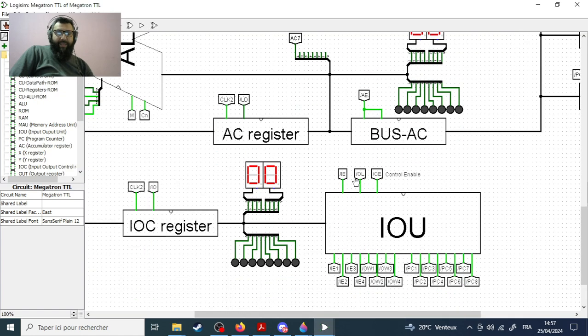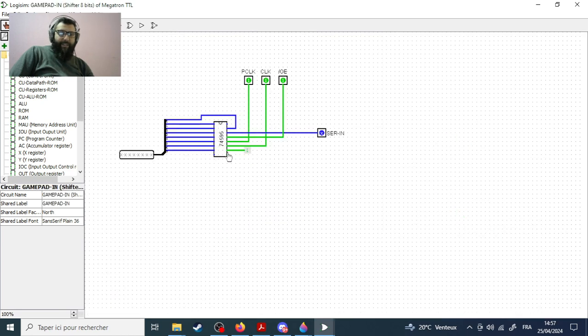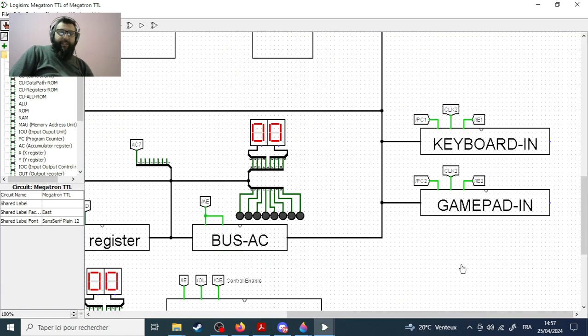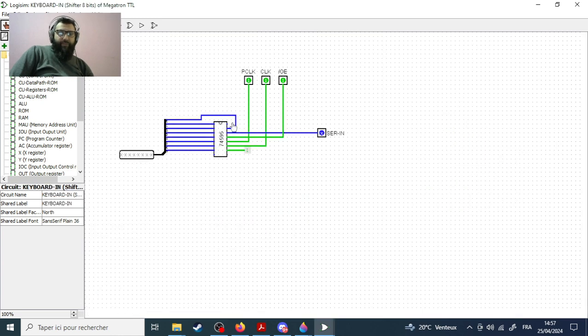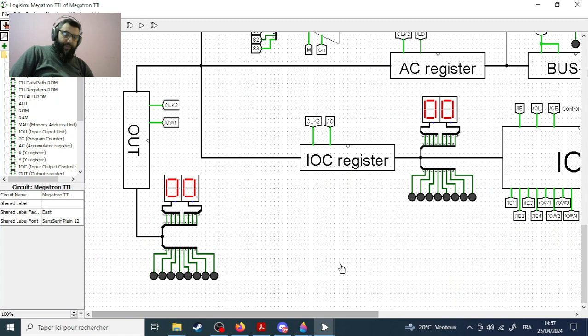Okay, let's see Megatron. In Megatron, we changed that. Like you can see, we have a keyboard in and we have the gamepad in. If we look inside, we will find the same shifter that you used in Gigatron. This way, we can use a keyboard and the gamepad. The keyboard is also using a shifter. We have two shifters. And for the output, we have two registers. We have an output register that is used to output data on 8 bits to any device. Generally, the devices use 8 bits to exchange data.